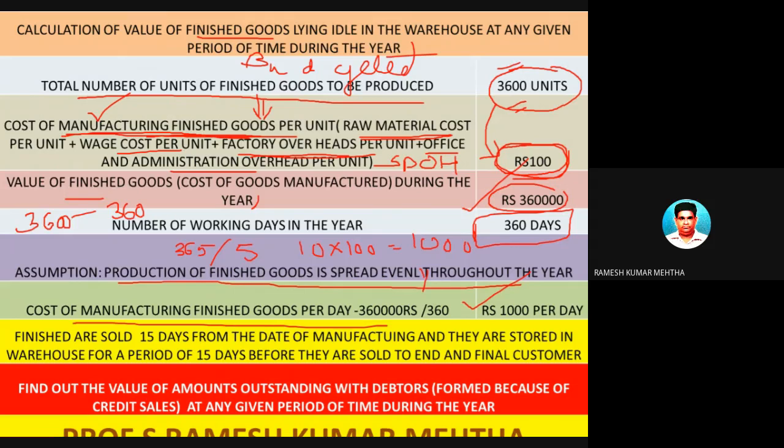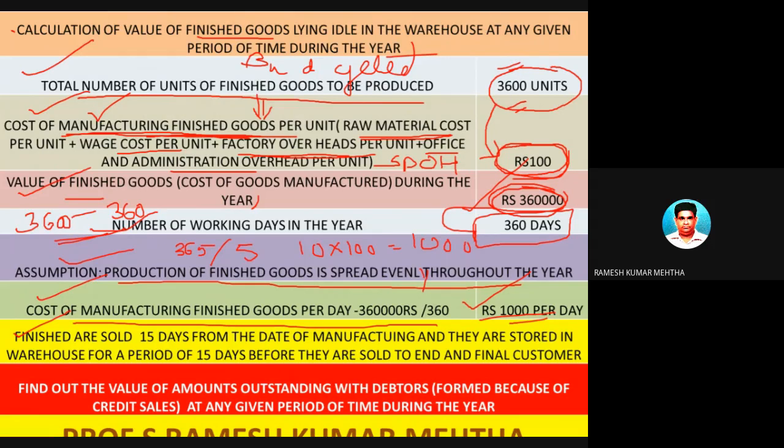The cost of manufacturing finished goods per day is either found this way, or the total amount of money which will be spent on manufacturing the finished goods divided by 360 days is equal to 1000 rupees per day. Now, the first point is over, second point is over, third, fourth, fifth, sixth point is over, seventh point.